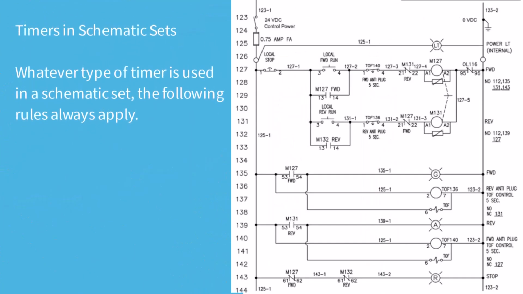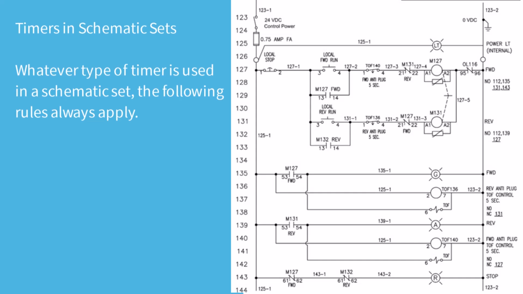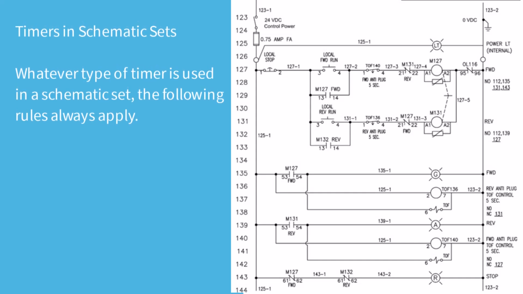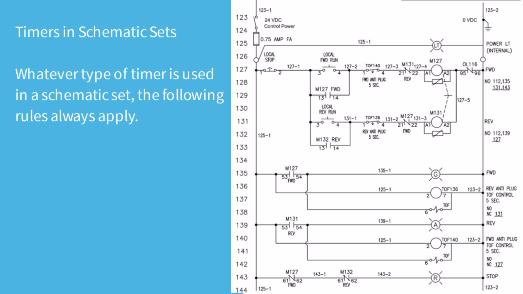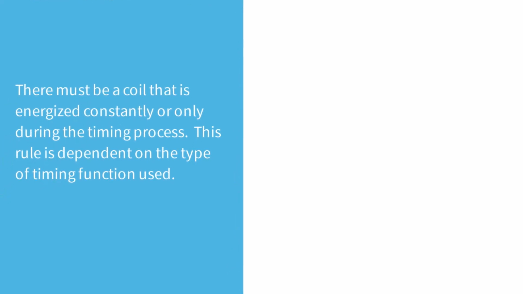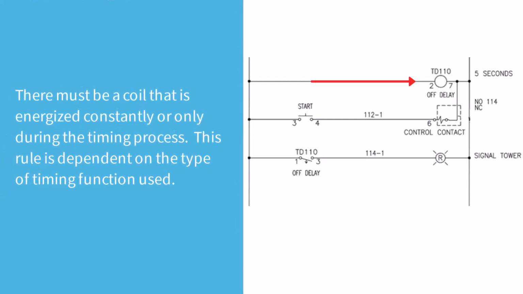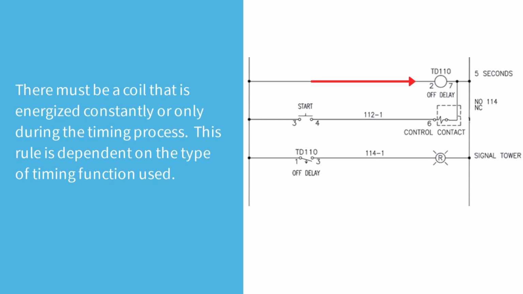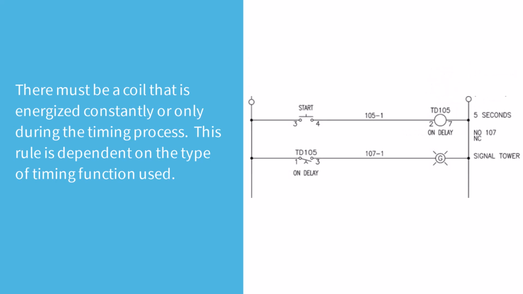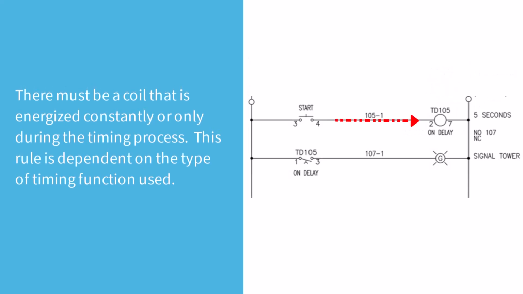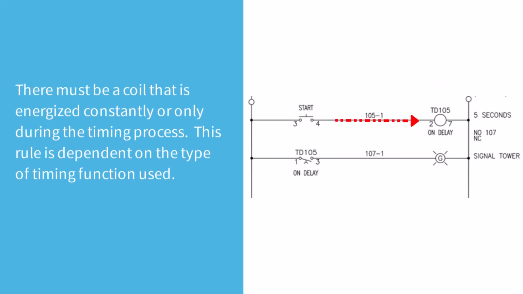Timers in schematic sets. Whatever type of timer is used in a schematic set, the following rules always apply. There must be a coil that is energized constantly or only during the timing process. This rule is dependent on the type of timing function used.